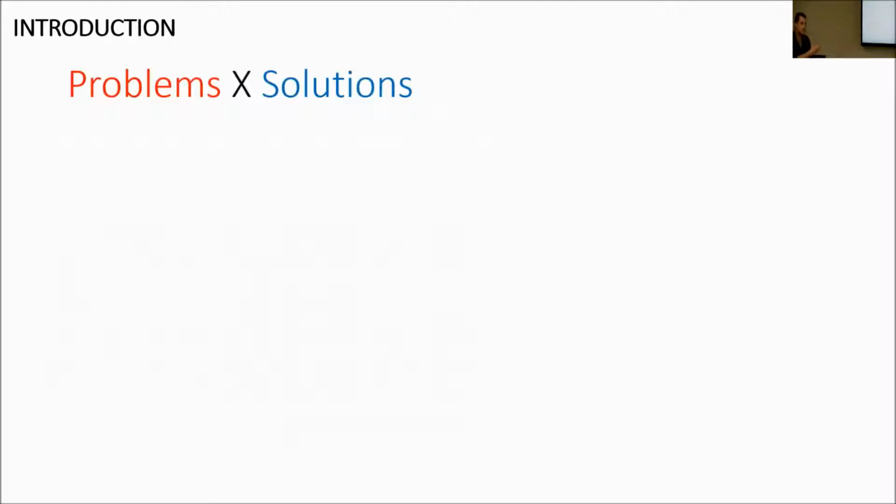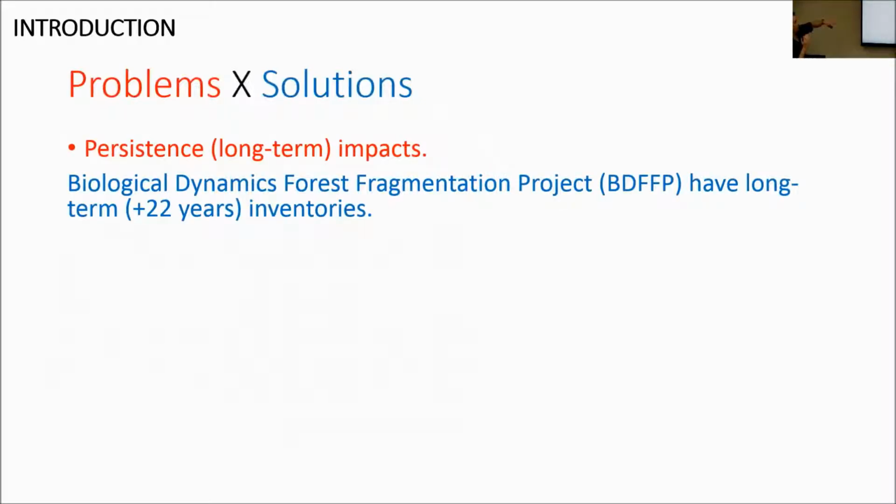We will try to find solutions to these problems. The first problem is that we need to know what happened along the years in the fragmentation. Because we know what happened 1 month after, 2 years after, 5 years after, but what will happen 50 years after? We don't know.